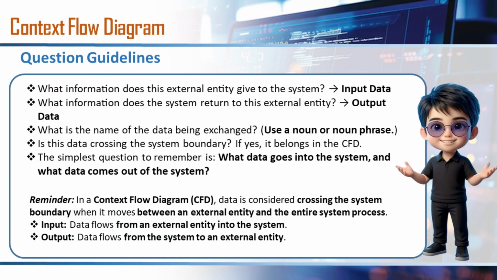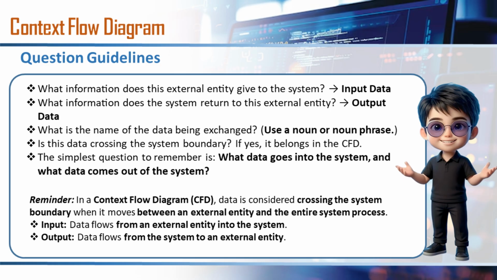Next, our question guidelines for identifying input and output data. How do we construct and identify the data to be used as input and output in a CFD? Let's use the following question guidelines. First, ask, what information does this external entity provide to the system? The answer represents the input data. Next, ask, what information does the system return to this external entity? The answer represents the output data. When naming the data, always use a noun or noun phrase because the data flow represents information, not an action.